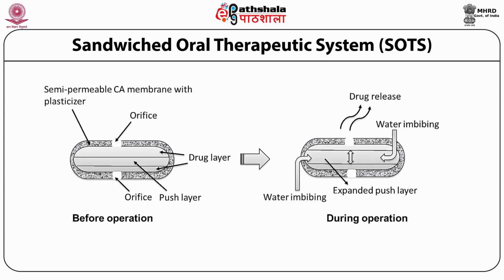So this is the basic structural diagram indicating before operation and after oral intake how it works. You can see before operation there are two orifices and a semi-permeable membrane with plasticizer for other benefits. Two separate drug layers are there, with two orifices for both layers, and in the middle there is a push layer, which is the polymeric layer. When water goes in, this push layer of polymer starts swelling. When the polymer swells, the dissolved drug in both layers comes out from both orifices. This is how it works.